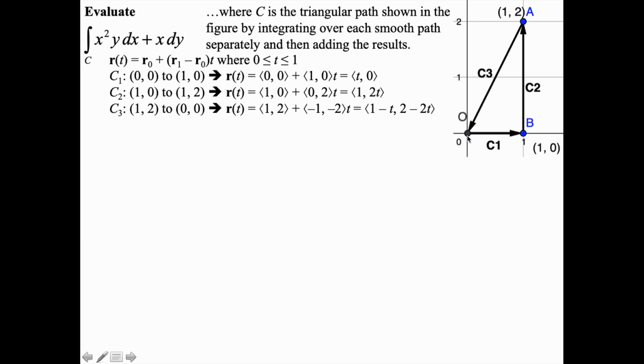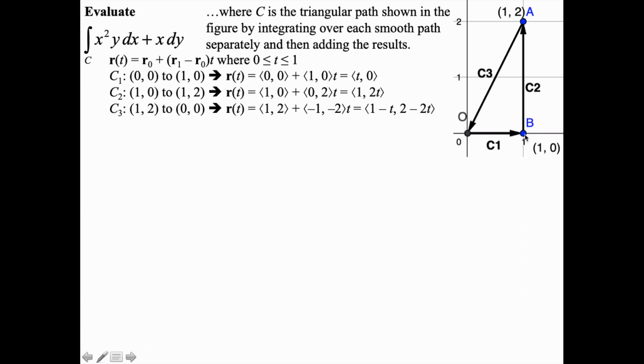We'll start at 0, 0 and go to 1, 0. We'll call that curve C sub 1. To do that, we start with the 0, 0 vector, the initial point we're at, plus, now let's think of the difference, 1, 0 minus 0, 0 is the 1, 0 vector times t. And so we come up with these components for the vector r of t, which represents the parametrization of this first piece, this horizontal piece here on the x-axis.